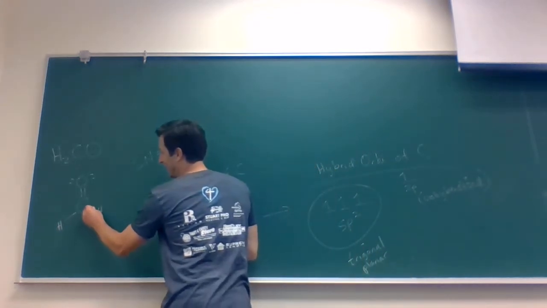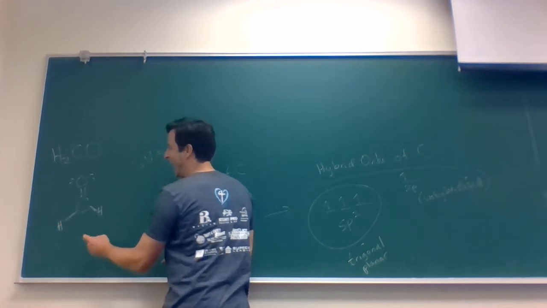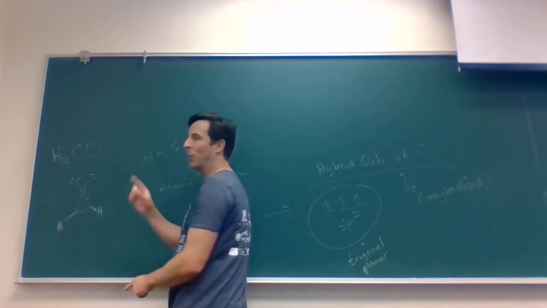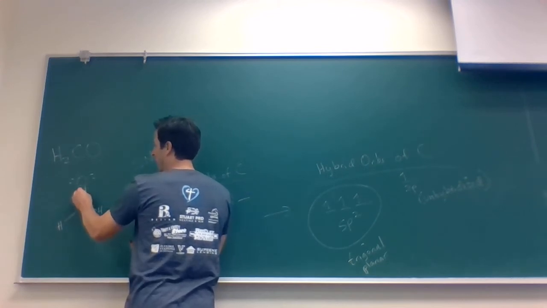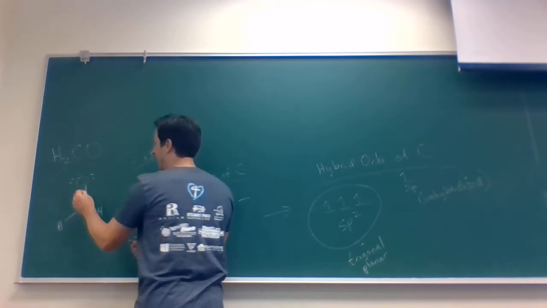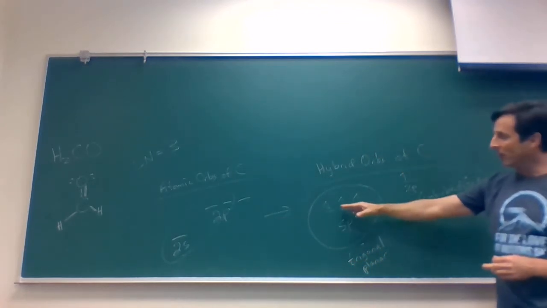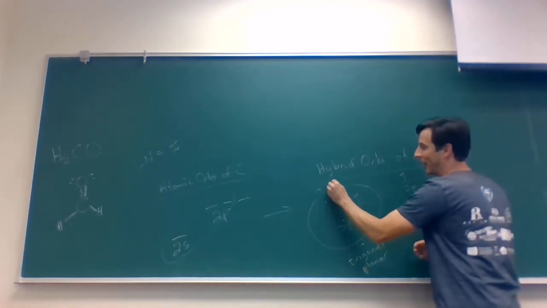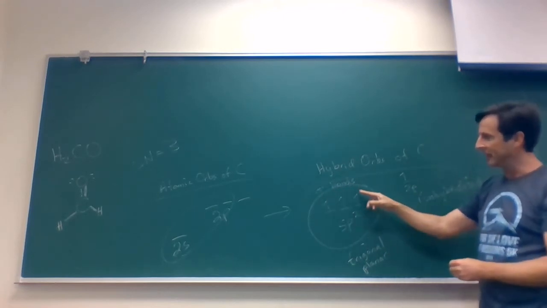So I'm going to label that's a sigma bond, that's a sigma bond, and then to the oxygen, one of the 2 bonds is sigma. So I'm just going to say the one on the right is my sigma bond. Again, there's no real preference there. So those are all making sigma bonds. I can label in my diagram that the hybrid orbitals are making sigma bonds.